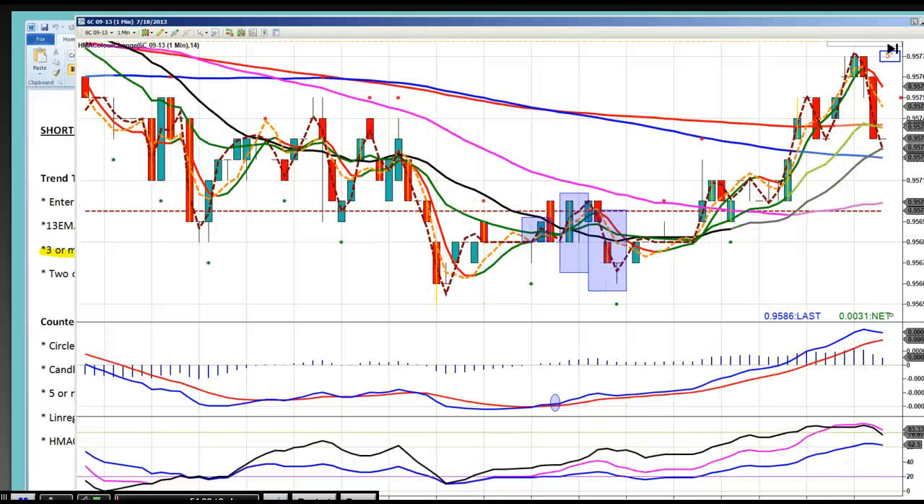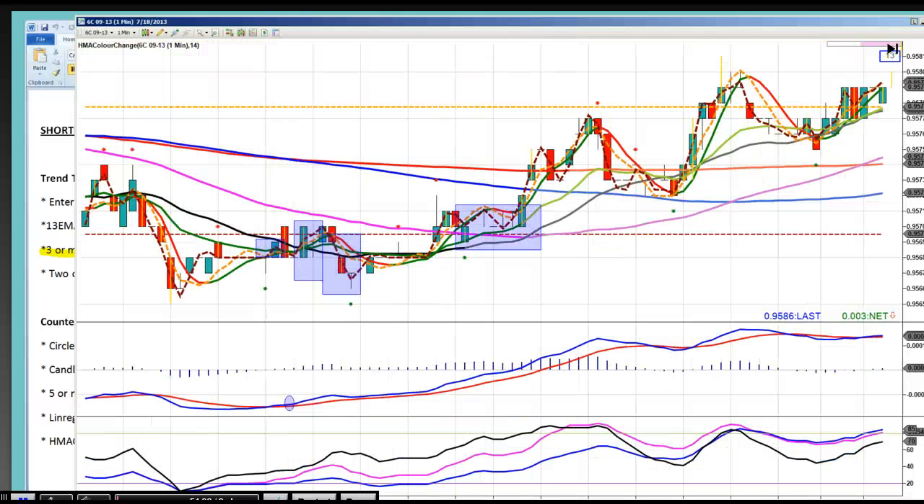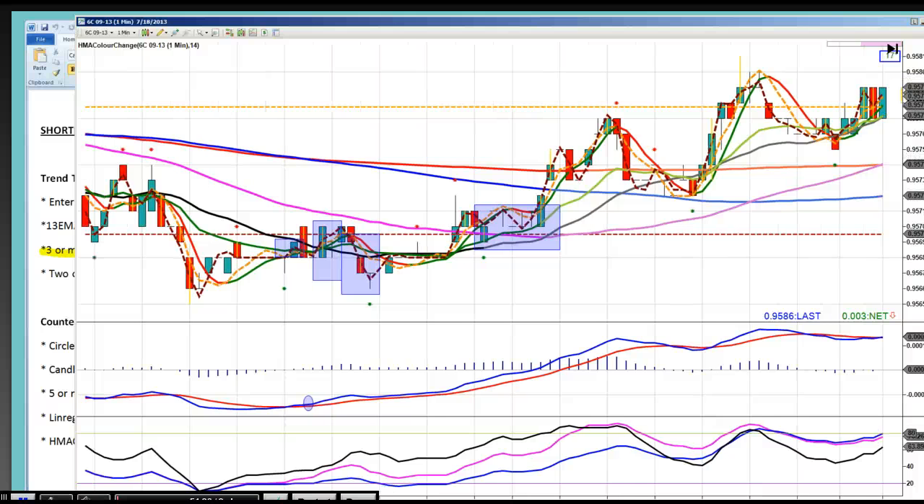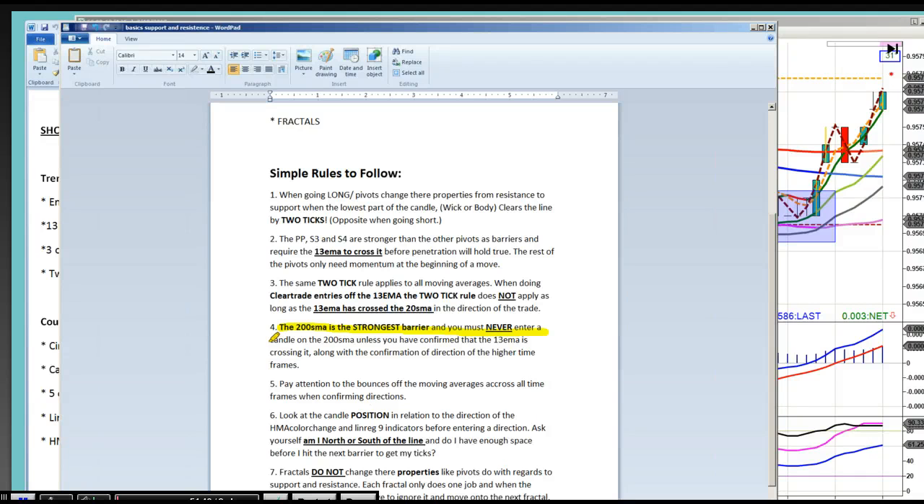Okay, and now let me just go over one more thing when it comes to moving averages here. So we talked about the 200. The 200 SMA is your strongest barrier. You must never, oh yes, never enter a candle on the 200 SMA unless the 13 EMA is crossing it, with the confirmation of the higher time frames.